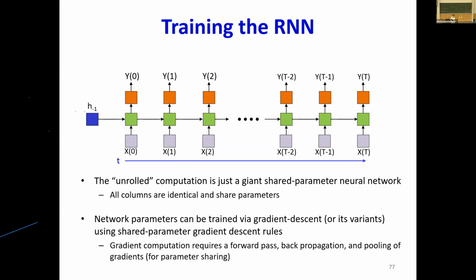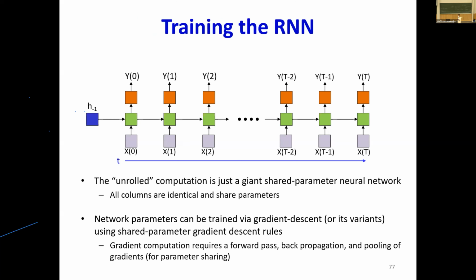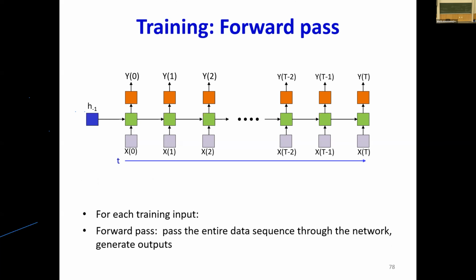So we're going to use standard gradient descent. If I'm given a training instance, we're going to be computing gradients for all the training instances. We'll compute the average gradients over the entire training set and use those to update network parameters. But then we're going to view this as a giant shared parameter network, and we're going to use the rules for training shared parameter networks when we actually train this model.